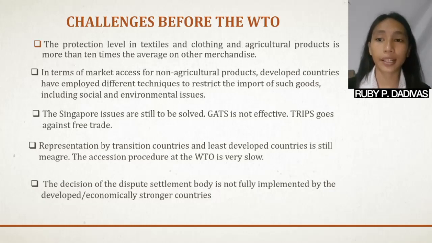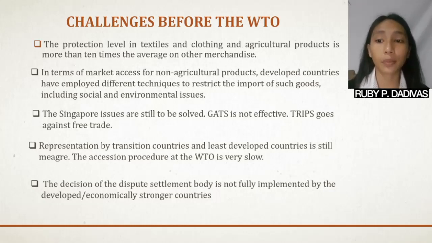The developed countries have used various techniques to restrict the import of non-agricultural products from developing countries. One of these techniques is the use of social and environmental issues as non-tariff barriers to trade. For example, developed countries may impose standard regulations related to work rights, environmental protections, and product safety that are difficult for developing countries to meet. So these standards and regulations may be necessary and beneficial for consumers and workers, but they can also create additional costs and barriers for businesses in developing countries.